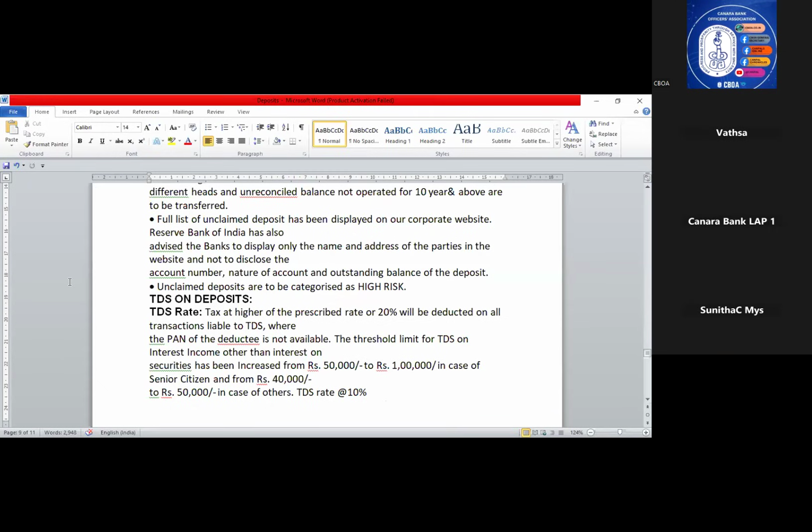All blocked accounts and unclaimed deposits are categorized as high risk.